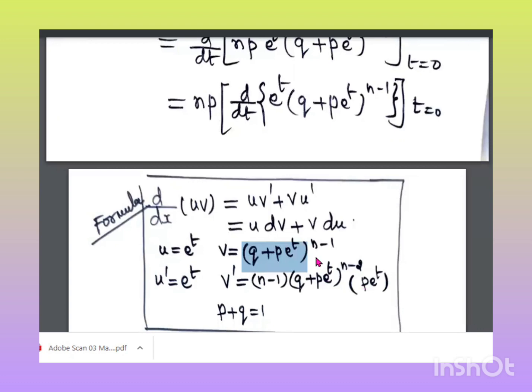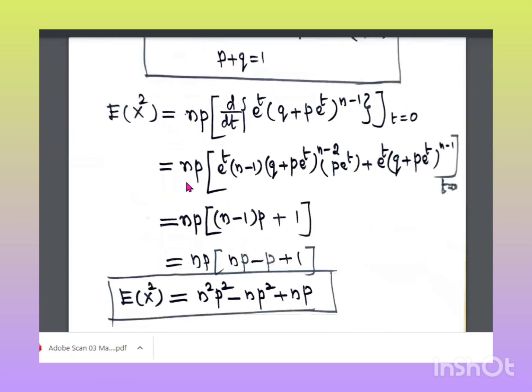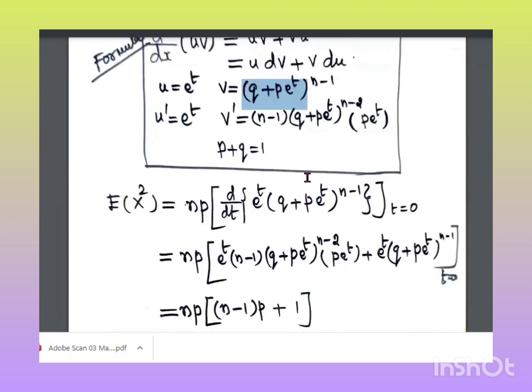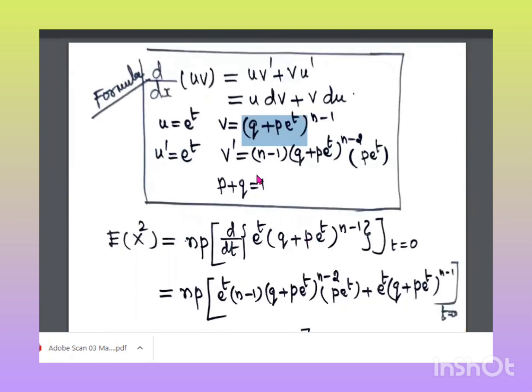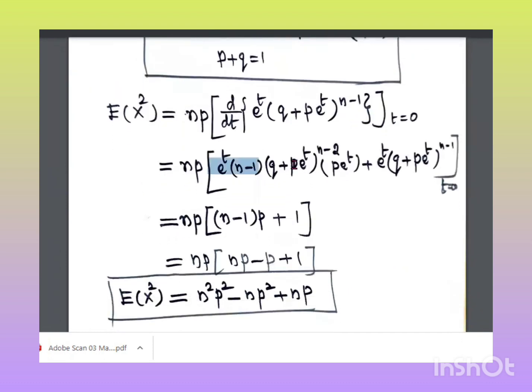So using the formula, np into E of x square, np into d by dt of e power t into (q plus p e power t) power n minus 1 at t equal to 0. We have written everything: u dv plus v du. So np, u dv, e power t, dv is v dash, n minus 1 into (q plus p e power t) power n minus 2 into p e power t, plus v u dash. V is (q plus p e power t) power n minus 1 into u dash, which is e power t.